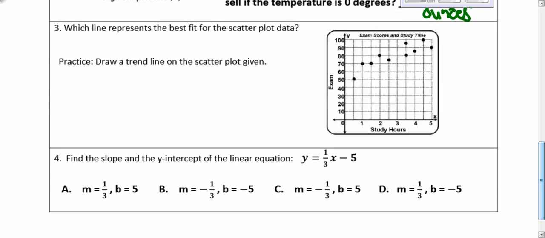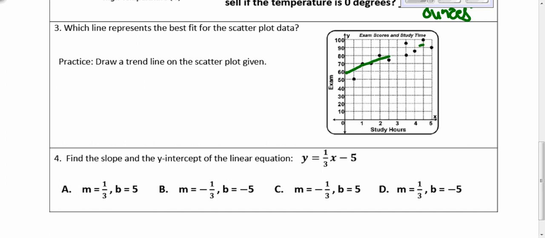Number 3, which line represents the best fit for the scatter plot data? Practice, draw a trend line on the scatter plot given. So trend line, remember, goes through the center of all the points. So I'm going to start right about here. It doesn't have to start at 0. It's supposed to go through the center of all of the points.